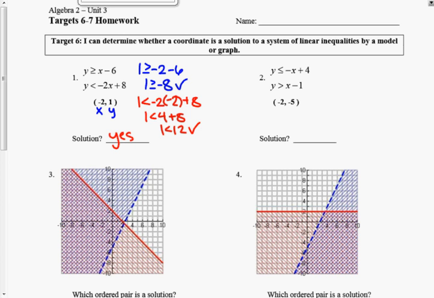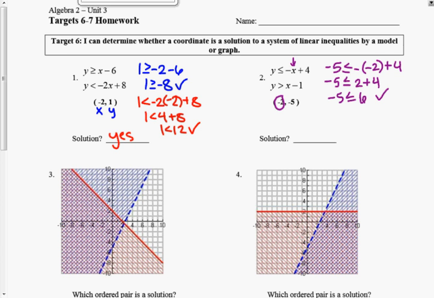Number 2, we're going to plug in -2, -5. So I'll plug -5 in for my y. -5 is less than or equal to the negative of -2 plus 4. Be careful with the two negatives there. You're plugging in -2 for x, so you still have that negative in front of it. The negative of -2 is a +2, so -5 is less than or equal to 2 plus 4, so -5 is less than or equal to 6.